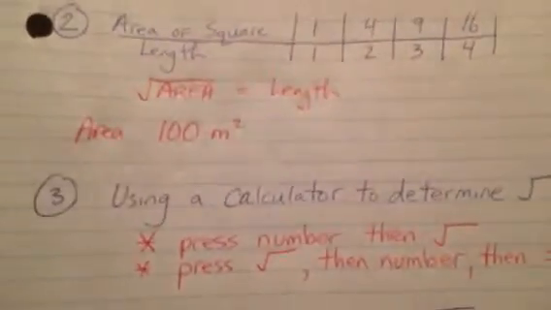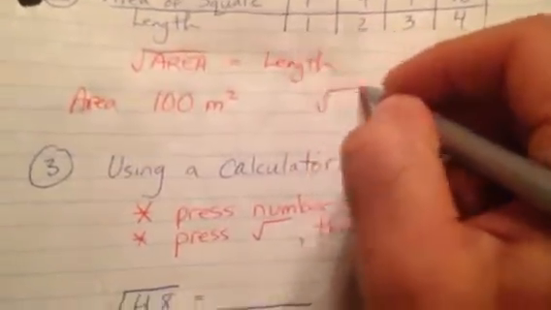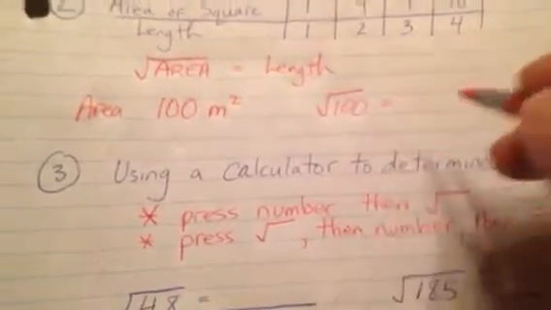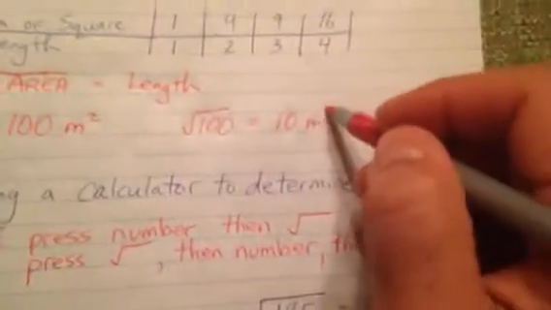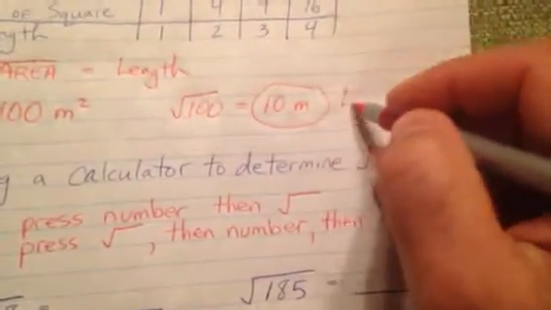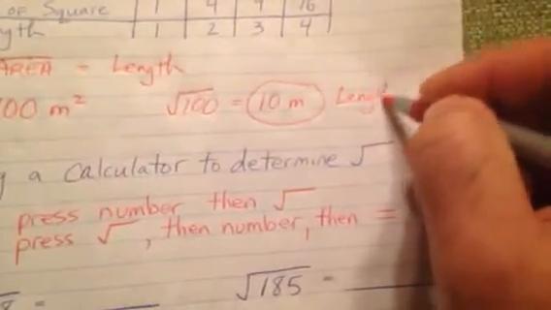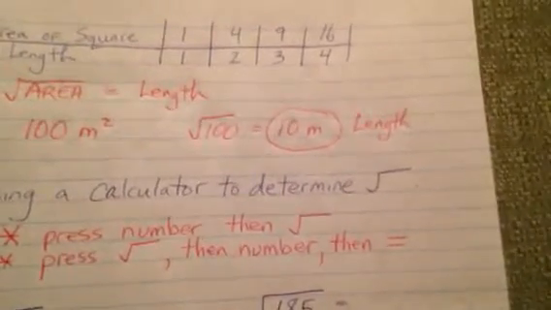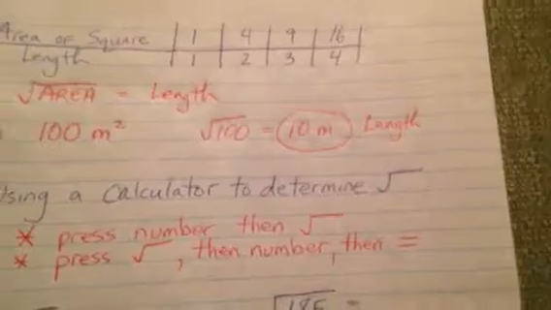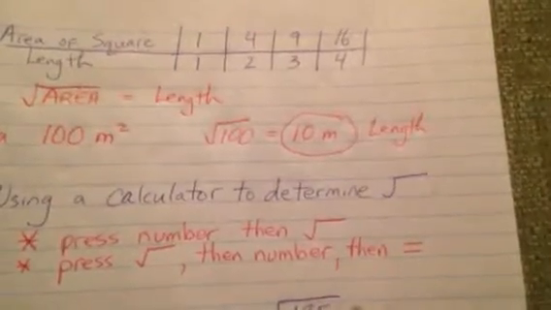And I said, how long is this square? You would simply take the square root of 100, which we know as 10. But the units are no longer squared. We say that this square is 10 meters in length. And that's what square root does. It allows you to find the length of a square when you know its area.